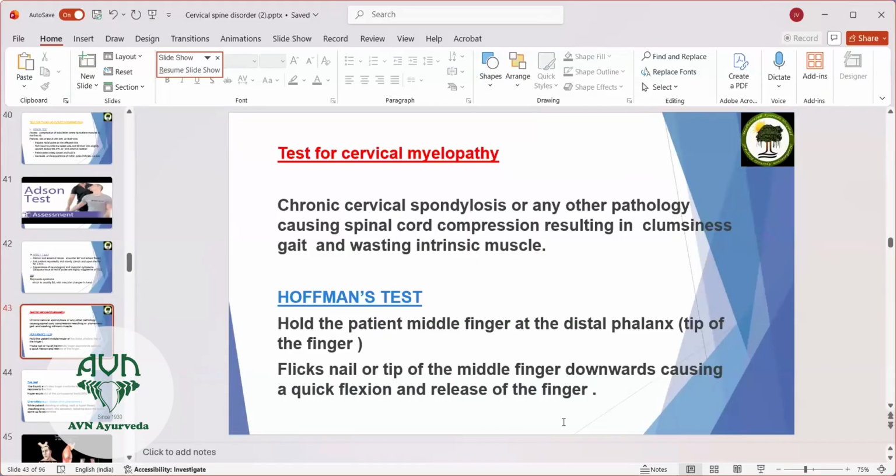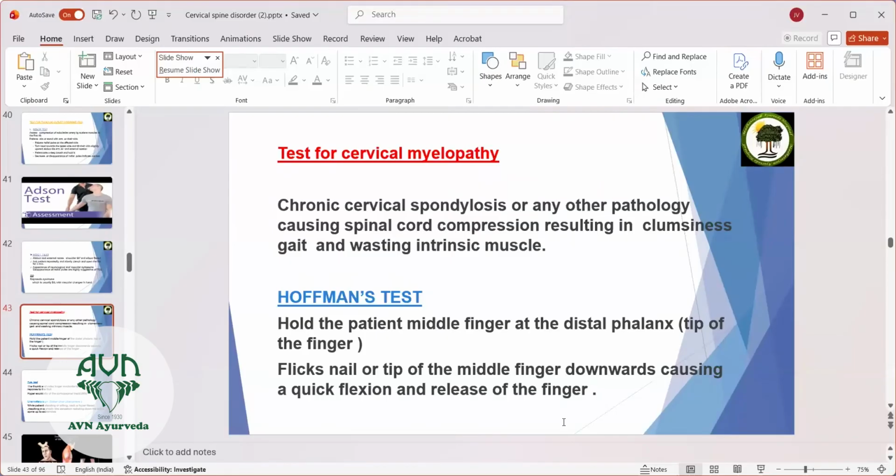Here, chronic cervical spondylosis or any other pathology causing spinal cord compression results in clumsiness of the hand and gait disturbance, and we can see wasting of the intrinsic muscles. Cervical canal stenosis will also lead to cervical myelopathy. That means diseases affecting the spinal cord.